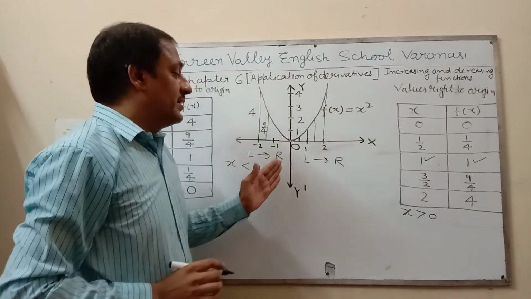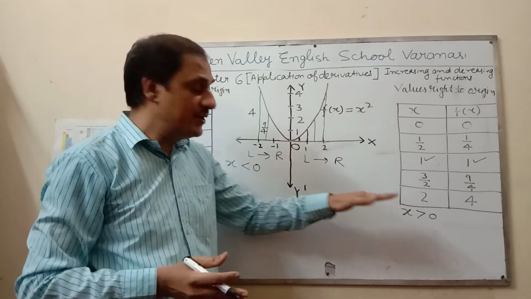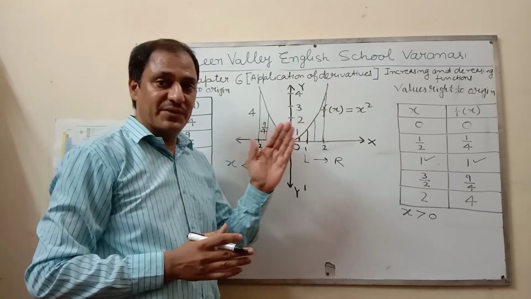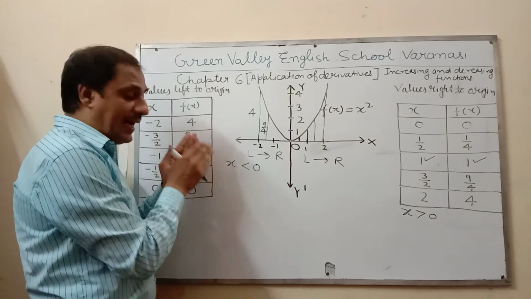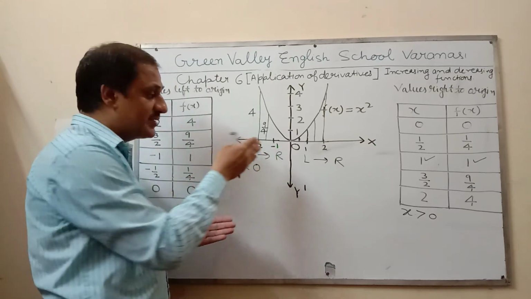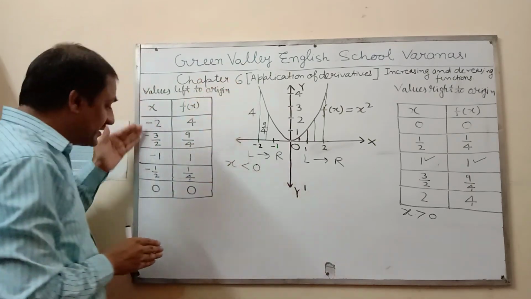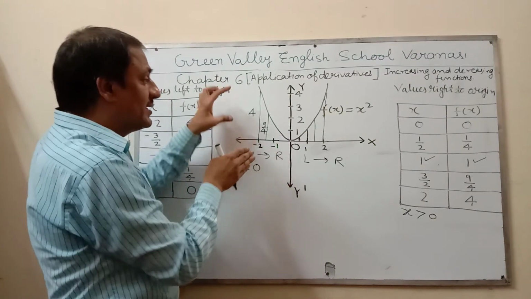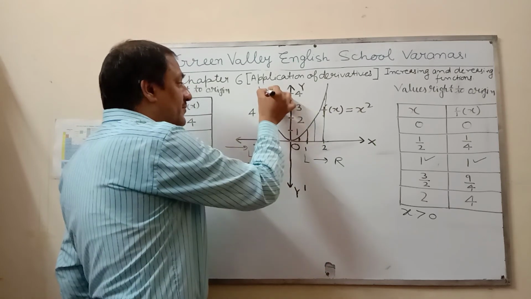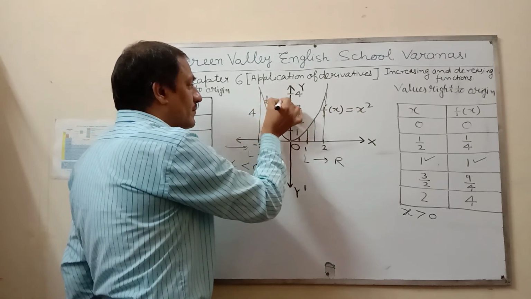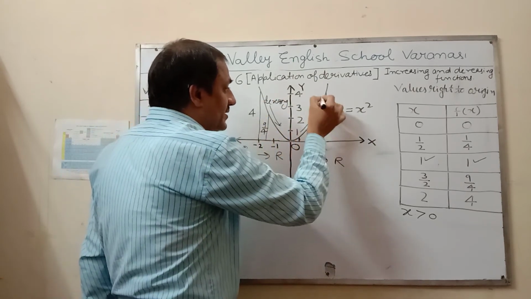It means if the value of x is greater than 0, the function is increasing. But if the value of x is less than 0, as we move from left to right toward the left side of the origin, the value of x is increasing, but the value of f of x, the height of the graph, is continuously decreasing. It means in this interval the function is decreasing, and in this section the function is increasing.